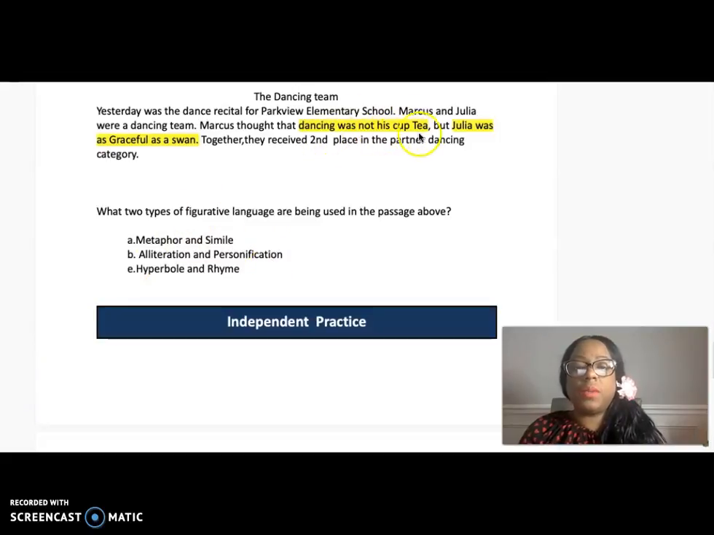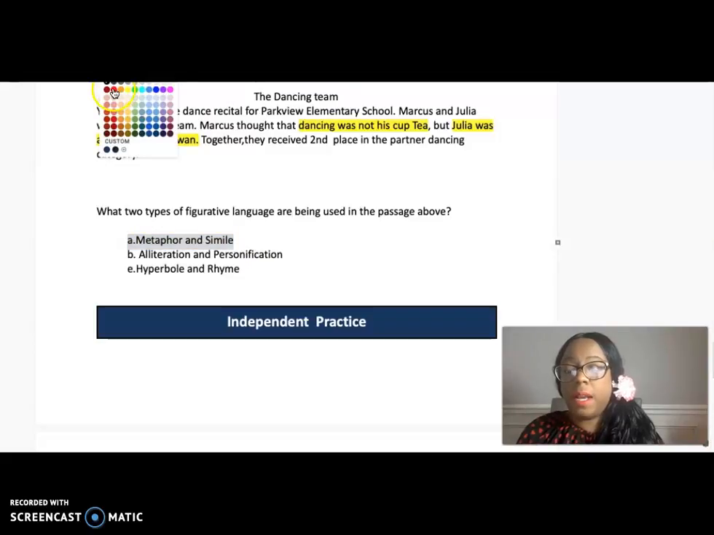We have dancing was not his cup of tea. His dancing is being compared to something not being his thing. And Julia is as graceful as a swan. Her grace is being compared to that of a swan. So would that be metaphor and simile? Would it be alliteration and personification, or would it be hyperbole and rhyme? Well, we're experts at metaphor and simile, so we know that the answer is metaphor and simile.